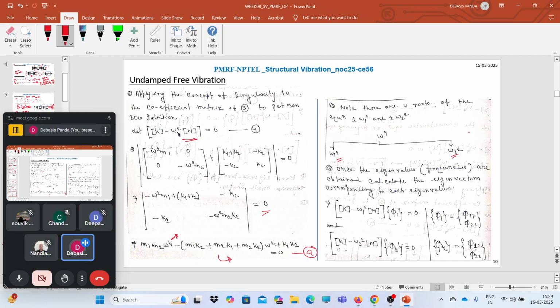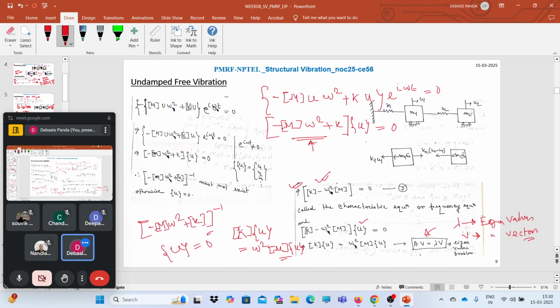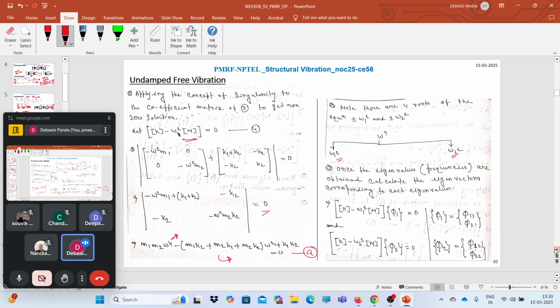After finding out the roots of this equation, we can easily find out the corresponding mode shapes. That means we have already correlated this equation with the eigenvalue problem. Once we find the eigenvalues, which are nothing but the frequencies corresponding to this equation, then we can find out the corresponding mode shape, that means the eigenvectors of this problem.